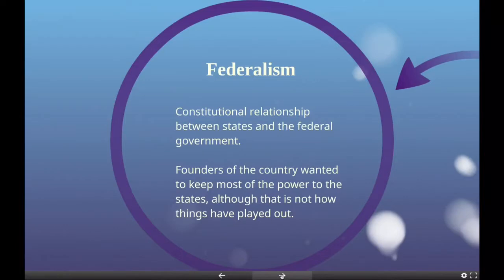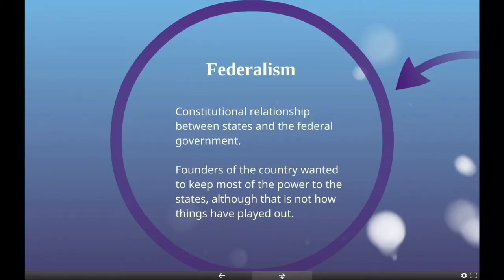Federalism in the United States is the constitutional relationship between United States state governments and the federal government of the United States. Since the founding of the country, and particularly with the end of the American Civil War, power shifted away from the states and towards the national government.